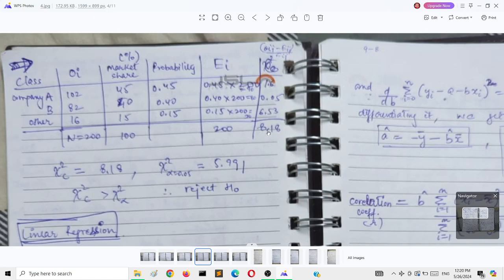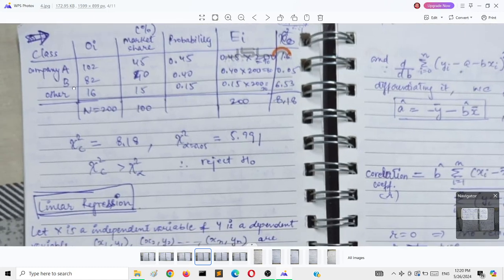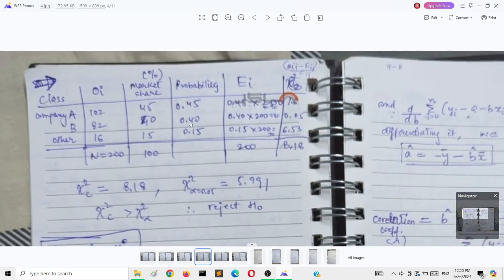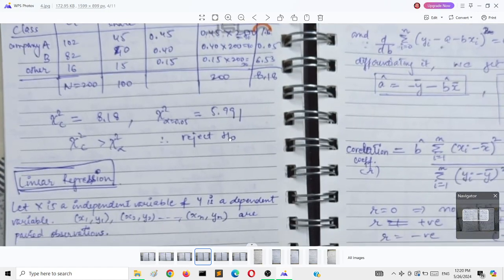That's 8.18. Now we want a critical value. We have, say, two classes, so the degree of freedom is 1, because 2 minus 1 is 1, sorry, 3 classes, so 3 minus 1 is 2, so we have 2 degrees of freedom. The level of significance is 0.05, so we got the chi-square critical value to be 5.99. 8.18 is greater than 5.99, so reject H naught, which means that it is not a good fit for this particular case.